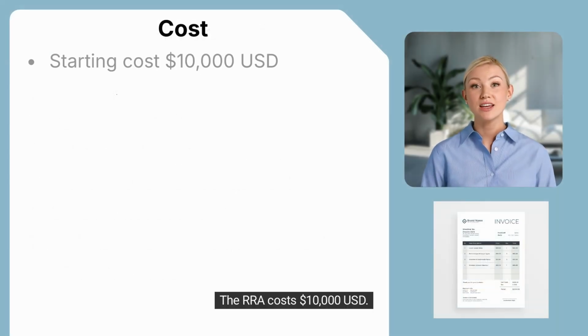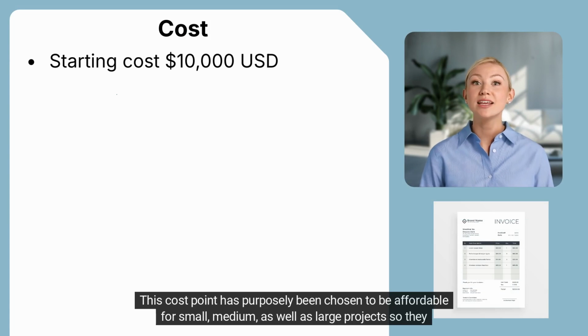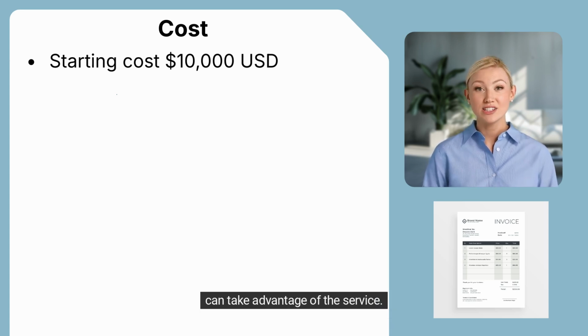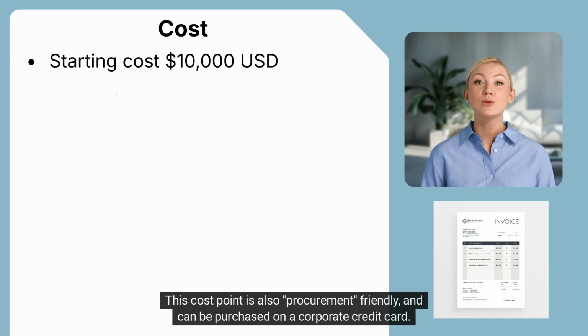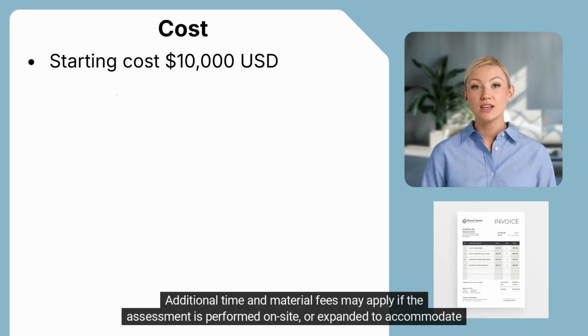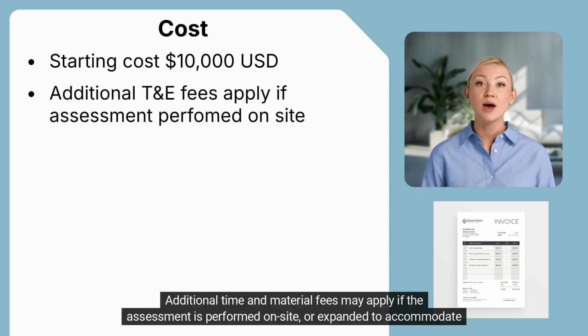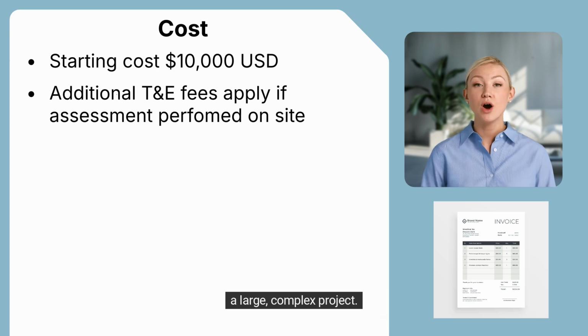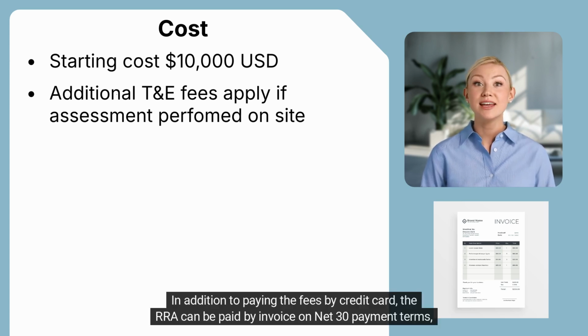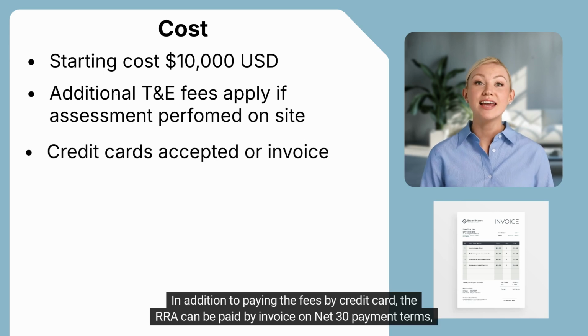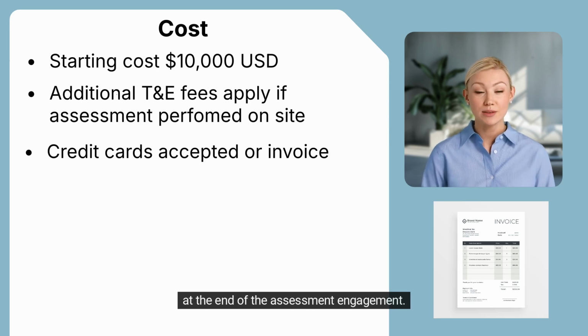The RRA costs $10,000 USD. This cost point has purposely been chosen to be affordable for small, medium, as well as large projects, so they can take advantage of the service. This cost point is also procurement-friendly and can be purchased on a corporate credit card. Additional time and material fees may apply if the assessment is performed on-site or expanded to accommodate a large, complex project. In addition to paying the fees by credit card, the RRA can be paid by invoice on net 30 payment terms at the end of the assessment engagement.